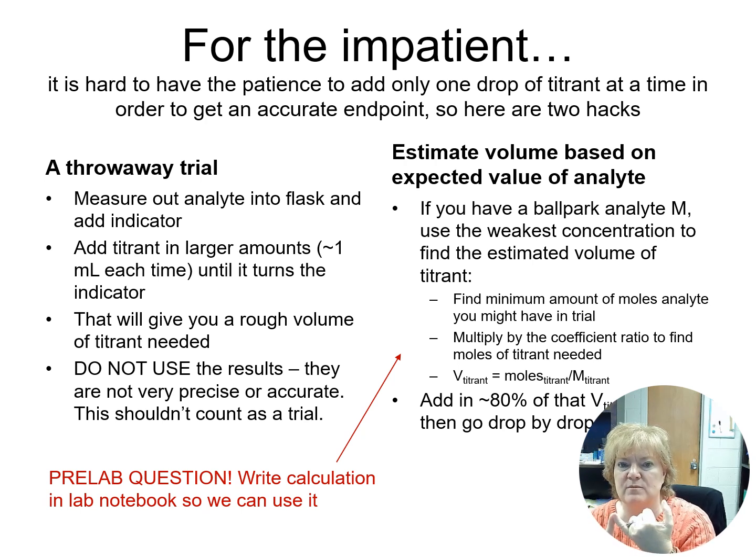So I'll know a volume of what I'm going to use and an approximate molarity. Volume and molarity gets me moles. And from that, I can determine the minimum amount of moles I might need to add. And then I multiply that by a coefficient ratio to determine how many minimum moles I would need of titrant. And then the volume of the titrant is the moles of the titrant that I need, divided by the molarity of my titrant.